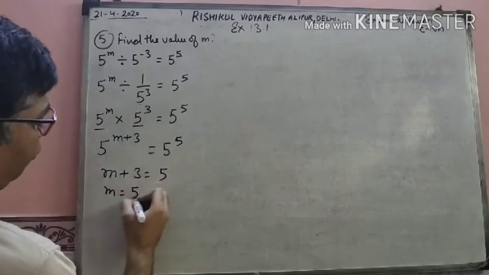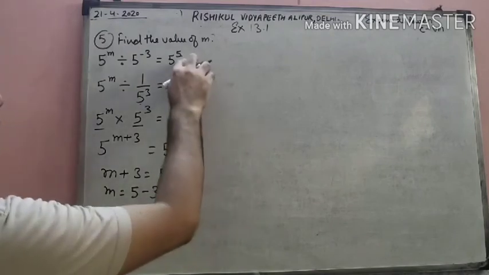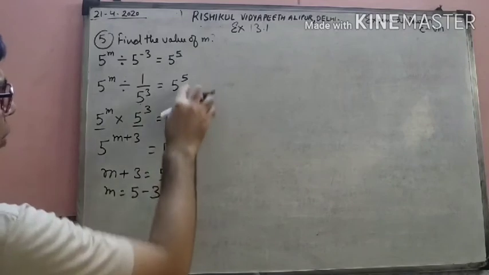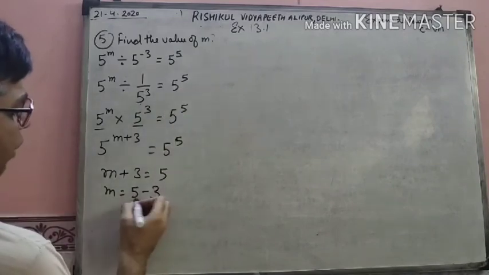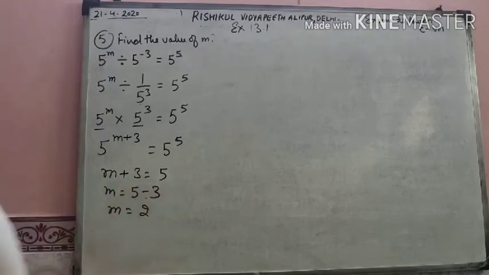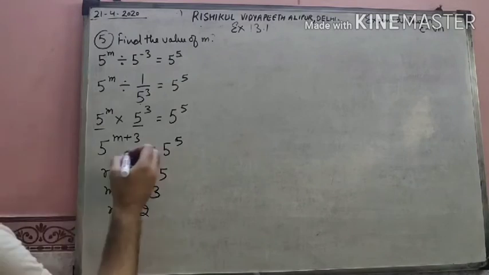m is equal to 5 minus 3. The question here has 5 raised to power 5. By mistake I have written the 3. So m is 5 minus 3, and the result is 2. Now a question must be arising in your mind: how do we equalize that?